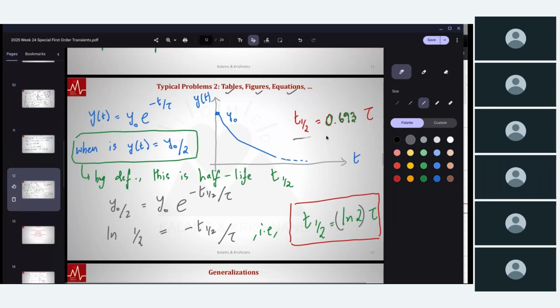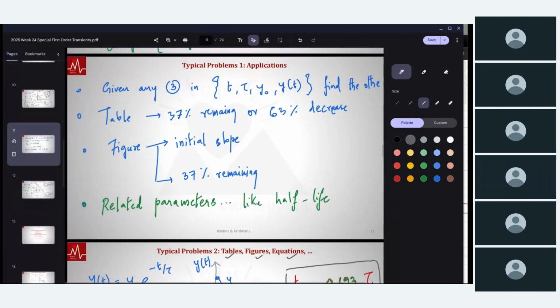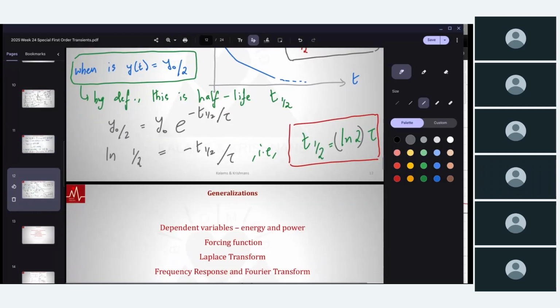If they want to slightly play with you and do this, given any three, find the other. They could also do this: t, tau or t half. So if you give me one, I can find the other. Either this or that is given. That is also possible.